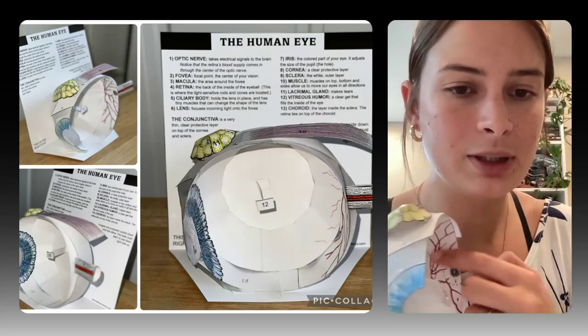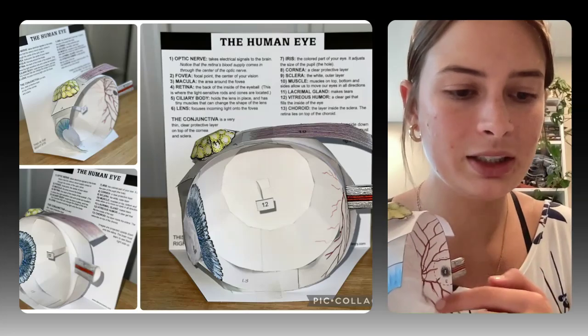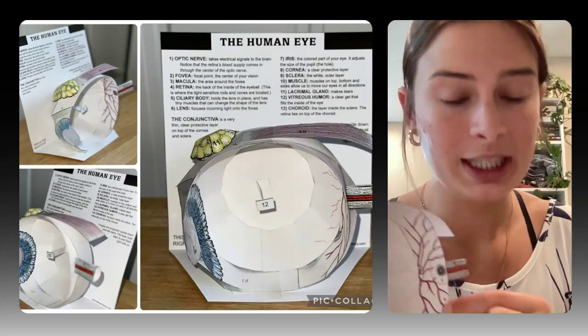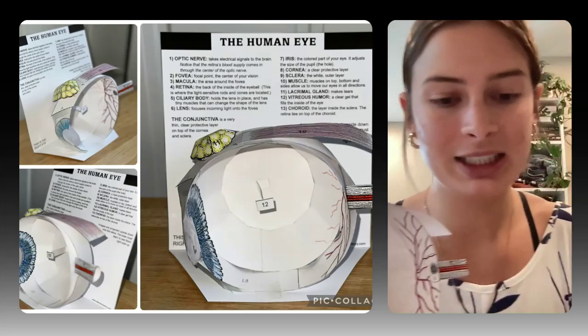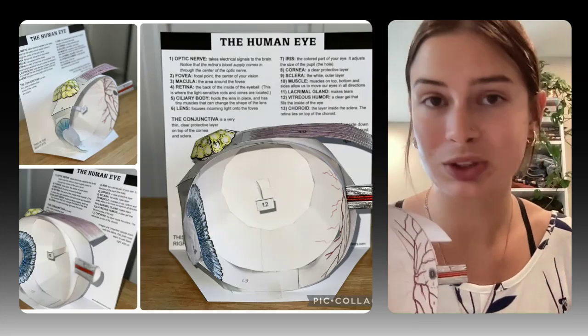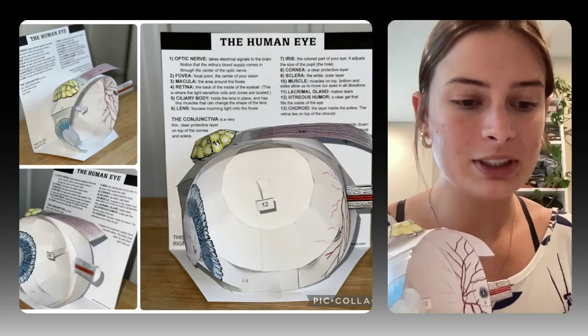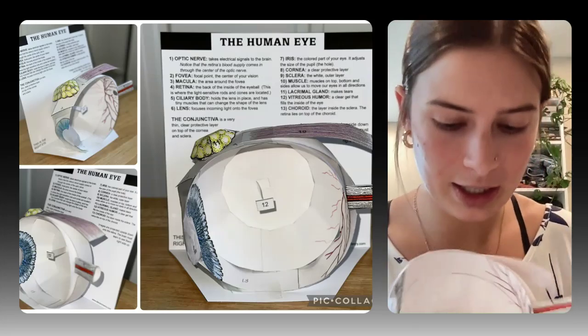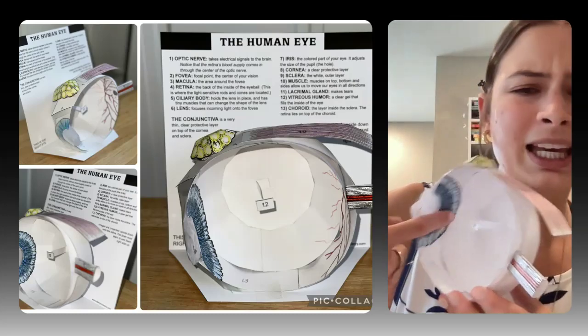And then number 4, all back here, is called the retina. And that's the back of the inside of the eyeball. And this is where the light-sensitive rods and cones are located. And then you have the ciliary body, and that is number 5 right back here. And I colored it wrong.